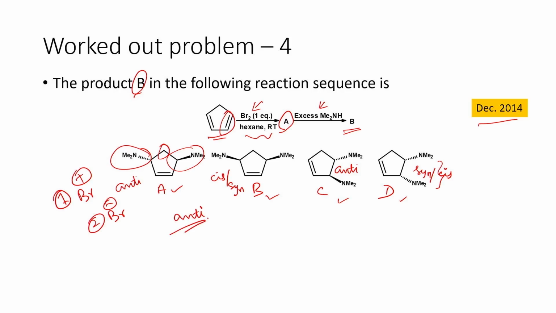And in the second step, we are going to attack or replace the bromine with another nucleophile. So whenever this kind of reaction occurs, what we can observe is that it is going to be an SN2 attack. When it is an SN2 attack, that means the stereochemistry of the starting material will be completely reversed in the final product. So these are the 2 things we have to remember before solving this problem.